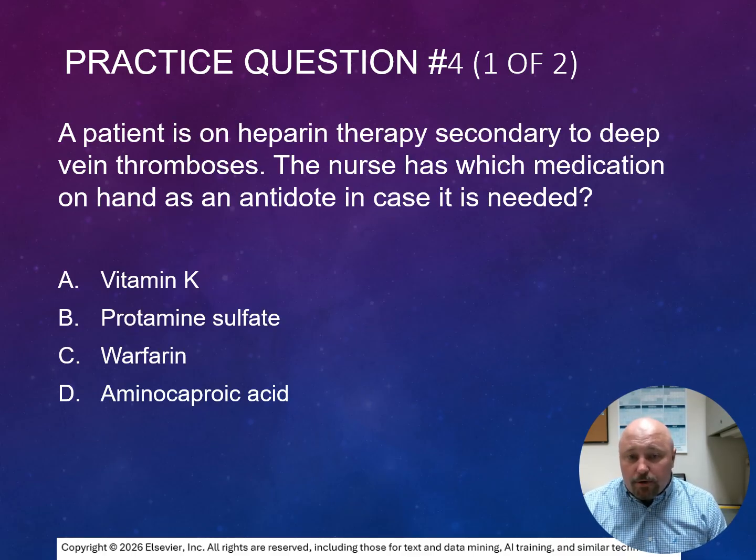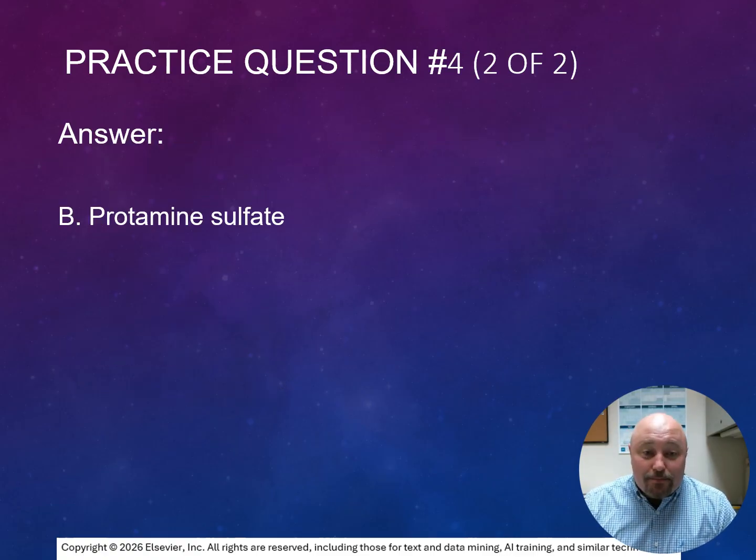Question 4. A patient is on heparin therapy secondary to deep vein thromboses. The nurse has which medication on hand as an antidote in case it is needed? Would that be A, vitamin K, B, protamine sulfate, C, warfarin, D, aminocaproic acid. And that answer is B, protamine sulfate.